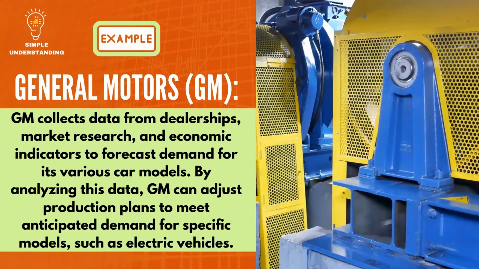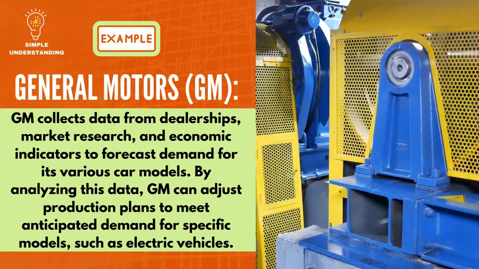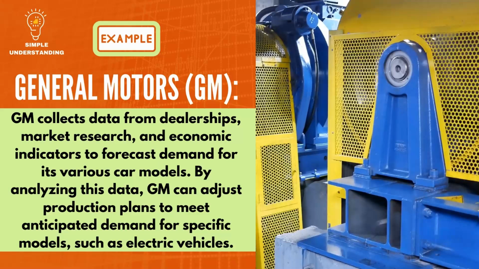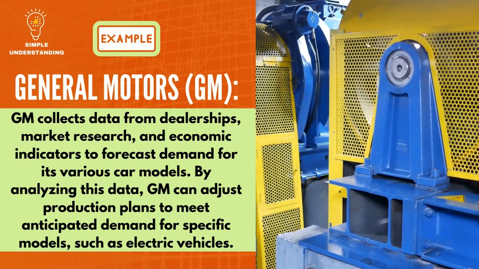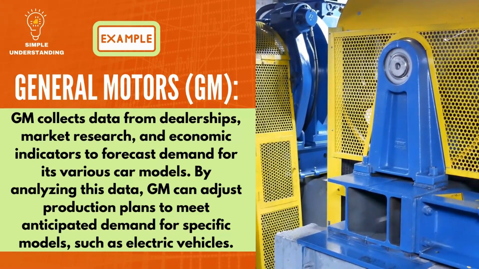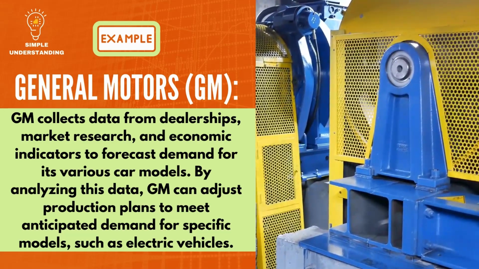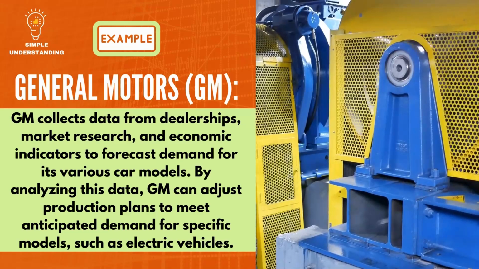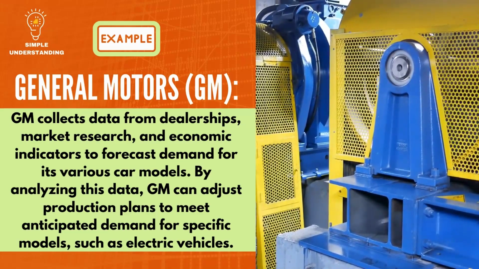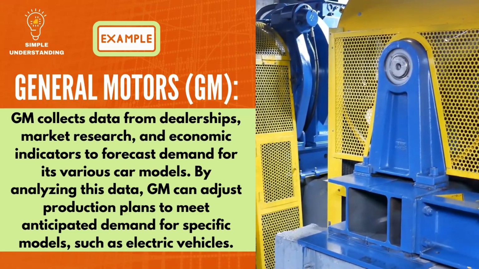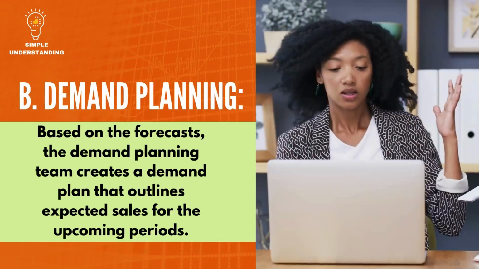Example: General Motors, GM. GM collects data from dealerships, market research, and economic indicators to forecast demand for its various car models. By analyzing this data, GM can adjust production plans to meet anticipated demand for specific models, such as electric vehicles.